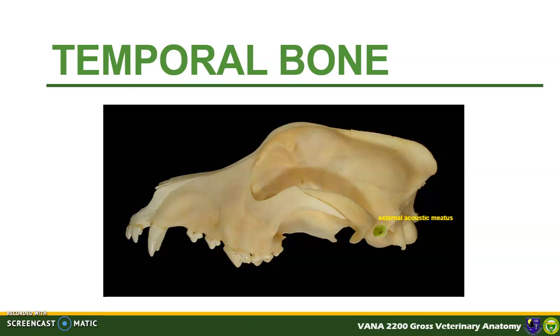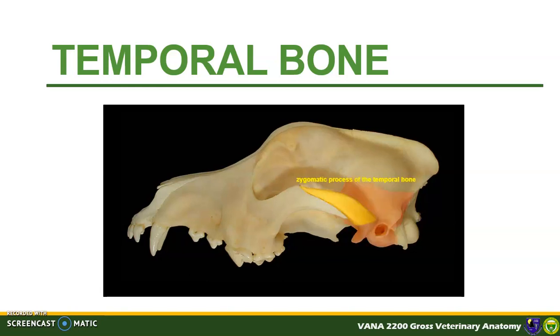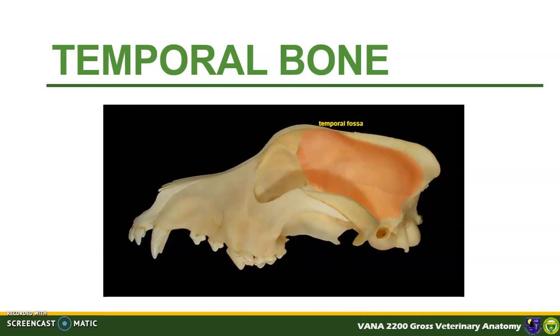The temporal bone has an elongated bony projection called the zygomatic process of the temporal bone. Together with the counterpart process in the zygomatic bone, they form the zygomatic arch. The temporal fossa is a depression formed by the temporal and the parietal bone.